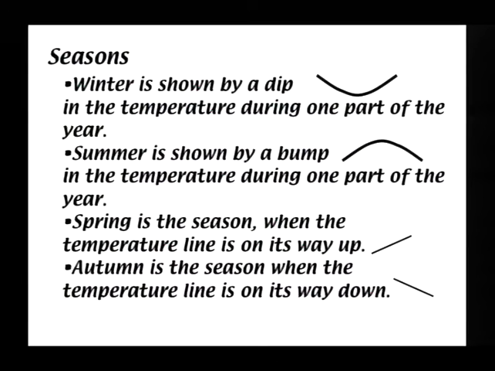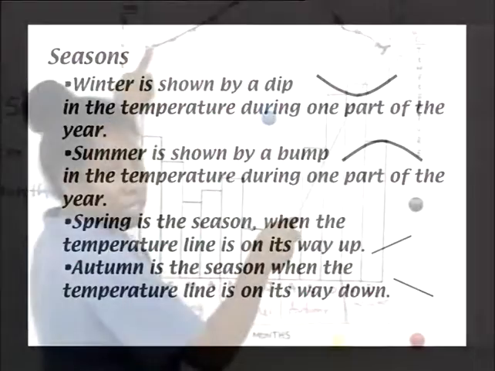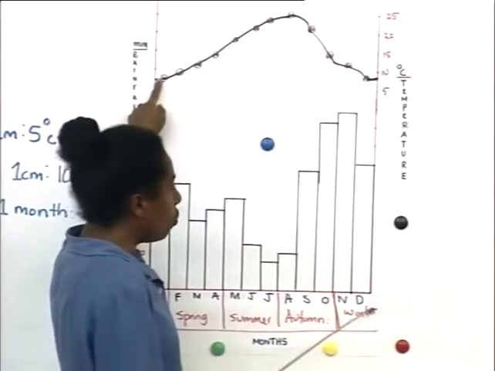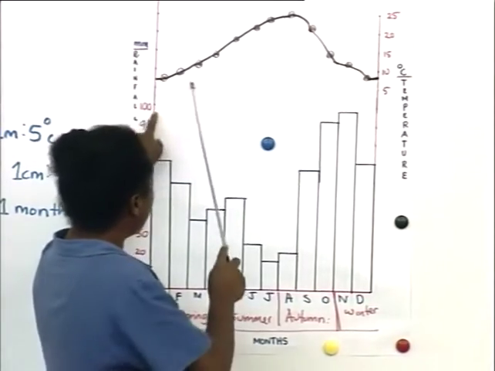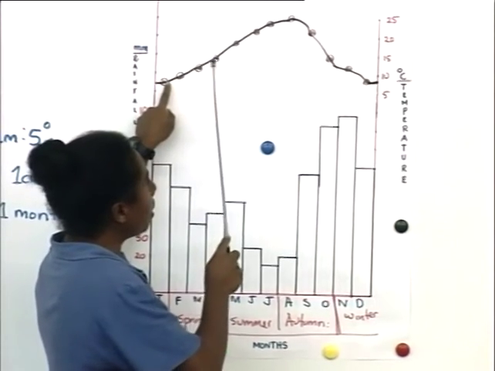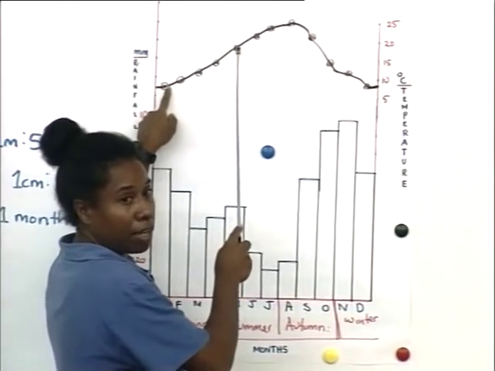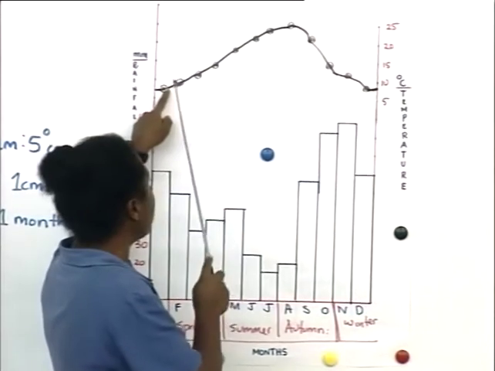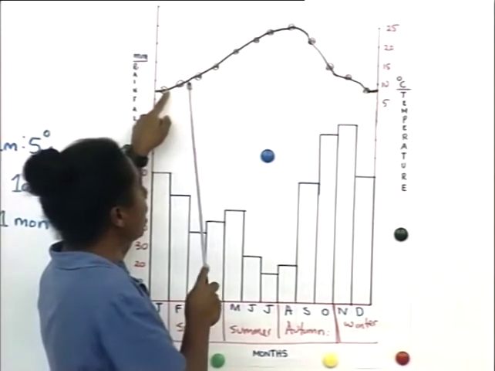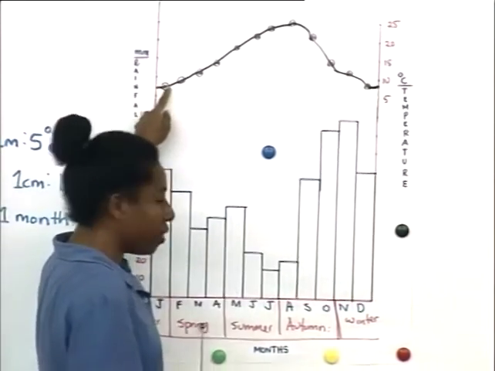Let's double check our graph to see whether we are correct. This would be the dips, the lowest point. Therefore, winter. We said spring is the season when the temperature is on its way up. The line graph representing that. And that's correct because you can see there is an increase here. And we said spring, correct.